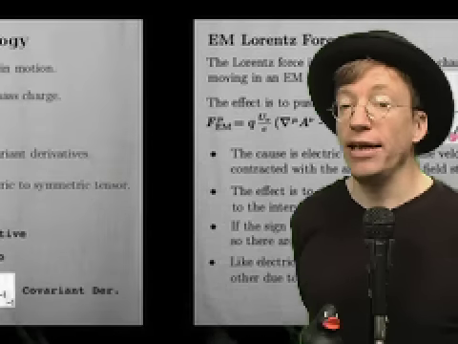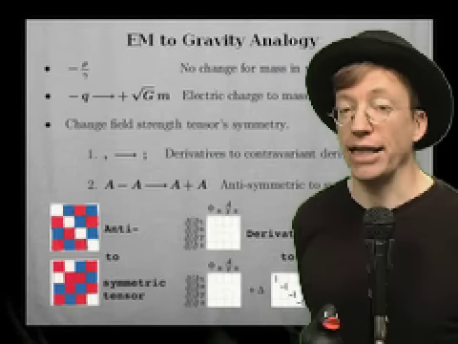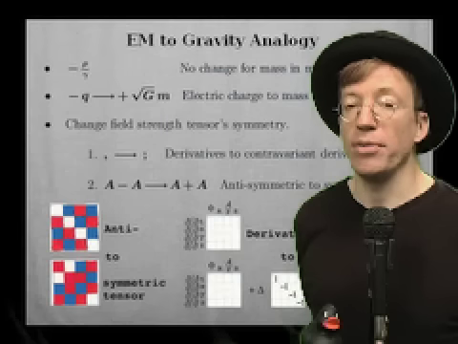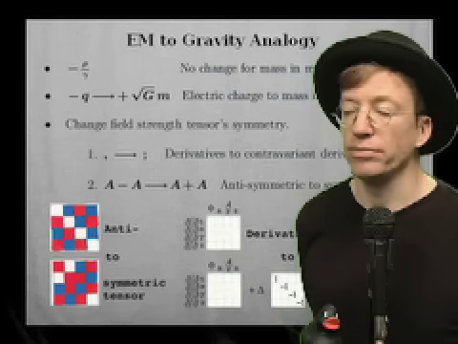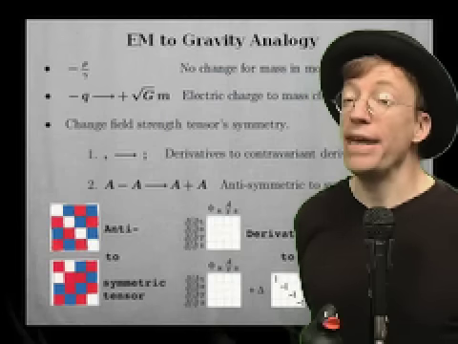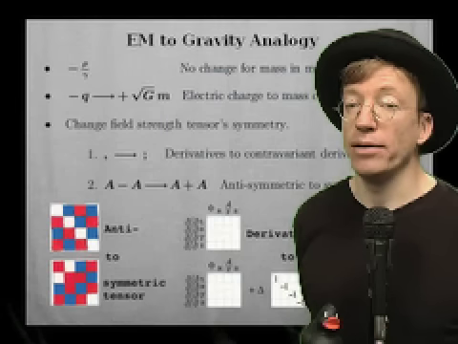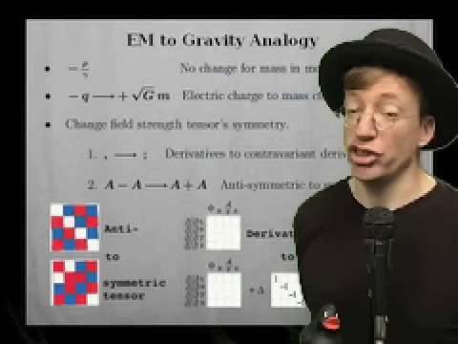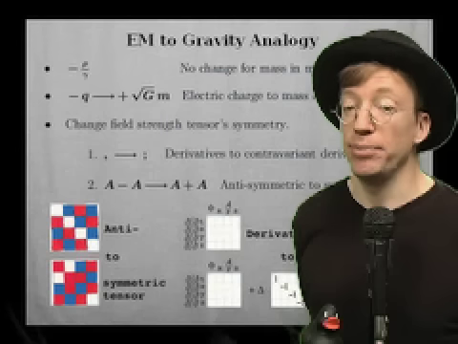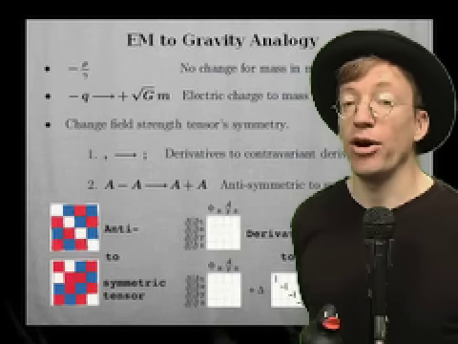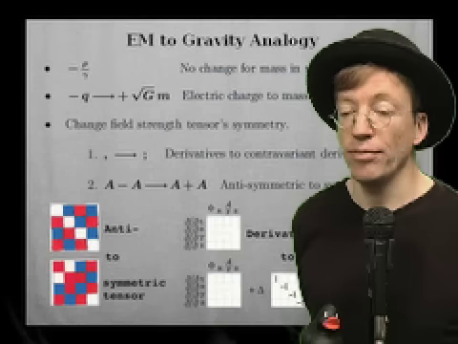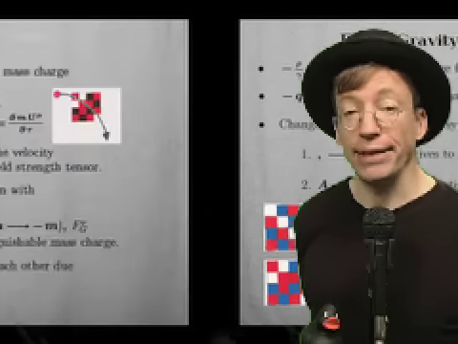Now we use the gravity to EM analogy, just as we did in the very first lectures as part of this set of 6. We have positive electric charge go to negative the square root of g times m, mass charge. We change the antisymmetric tensor to a symmetric tensor, which also requires that we go from exterior derivatives to covariant derivatives. And we just kind of plug all that in.